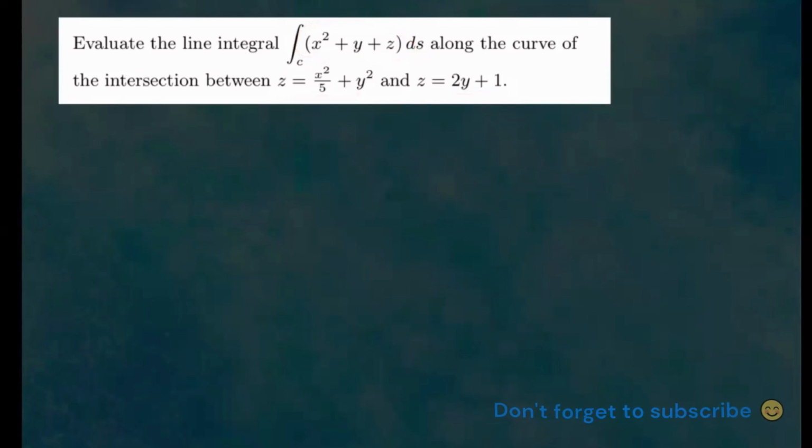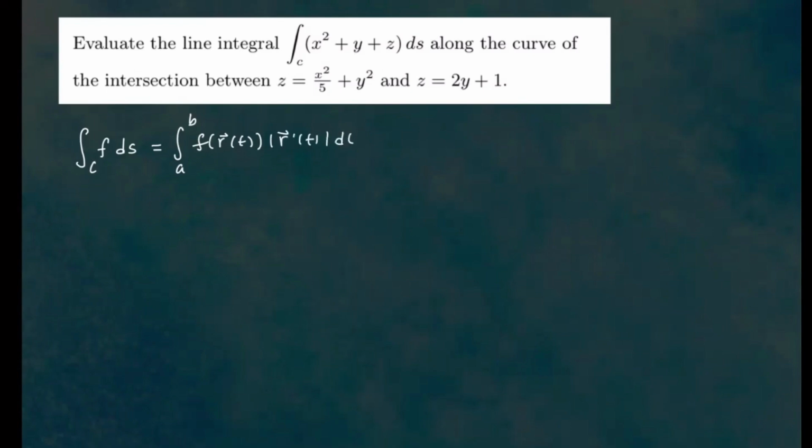So we know that the line integral along curve C of f ds is going to be the integral from a to b of f of r of t, which is our curve C, times the magnitude of r prime of t dt. And we know these limits of integration are the values of t. So we'll have to figure out what our curve C is first in vector form, then compute its derivative, and then compute the magnitude of the derivative. Then we plug everything in terms of t into the integrand. All right, so let's go ahead and do that.